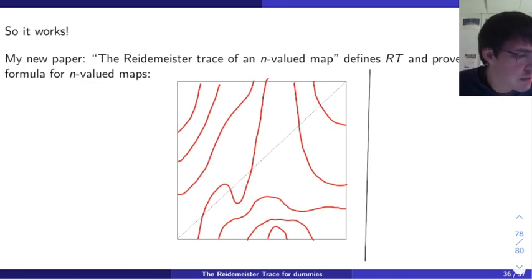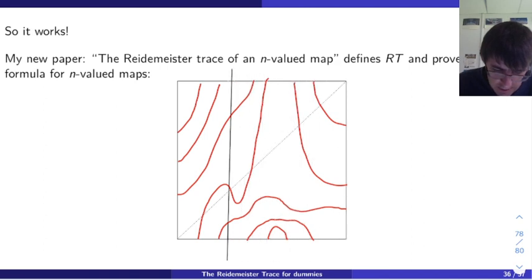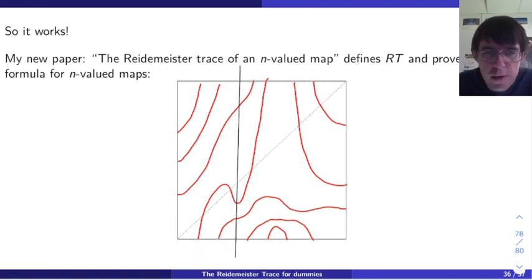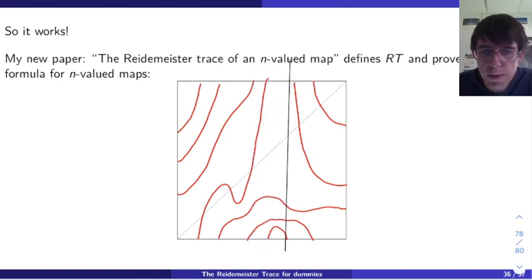I just thought I'd tell you in the last minute or so. The paper I was working on for most of the summer is about the Reidemeister trace of an n-valued map. An n-valued map is a function where you get n different answers every time. So if you do a little vertical line test here, I tried to draw this. I hope that this actually worked. This is a 3-valued function because every point in the domain goes to 3 points in the codomain.